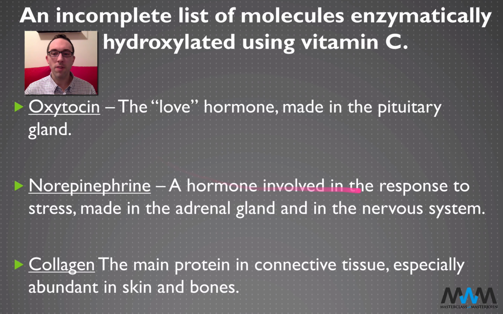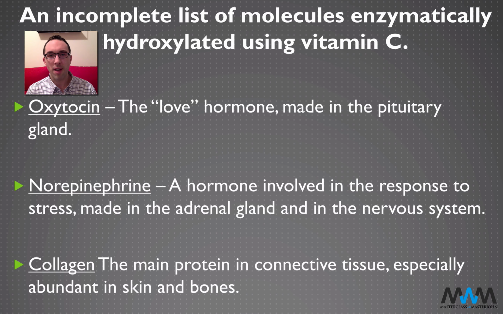Norepinephrine is a hormone involved in the response to stress. It's made in the adrenal gland and the nervous system, and as a result, we're going to see high concentrations of vitamin C in the adrenal gland. Collagen is the main protein in connective tissue, and it's especially abundant in skin and bones. So we're going to expect skin to need some vitamin C and bone to need some vitamin C. But we wouldn't expect the concentration of vitamin C to be as high in those tissues because collagen is a very slowly turning over protein that has a structural role.